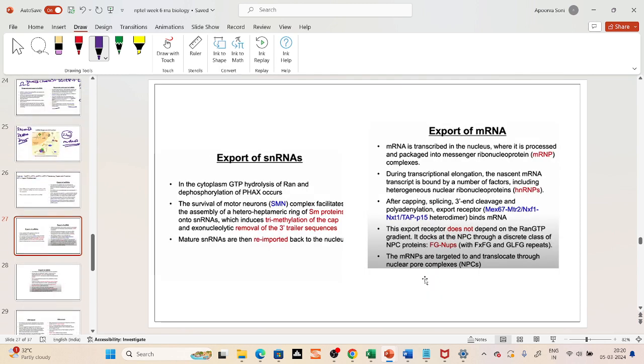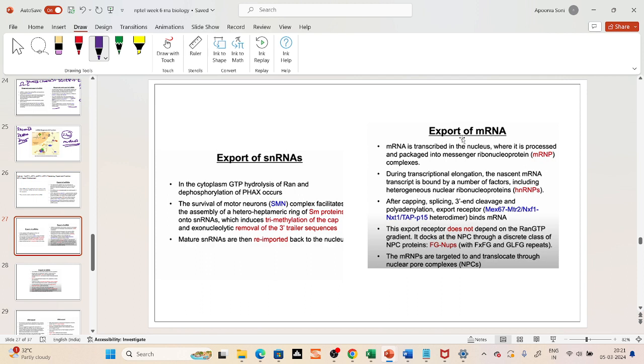You have to just read it. I cannot explain each and every mechanism because you just have to read. There is nothing very much to explain. You just need to know the basic mechanisms. So these are all the different mechanisms by which your spliceosomal RNA can be exported.